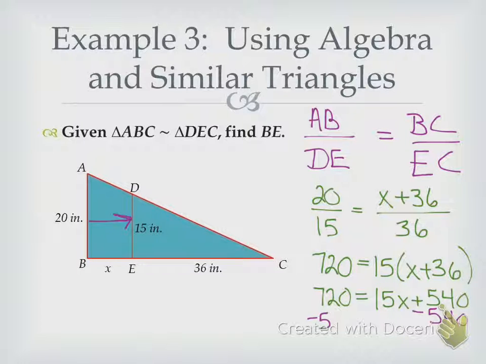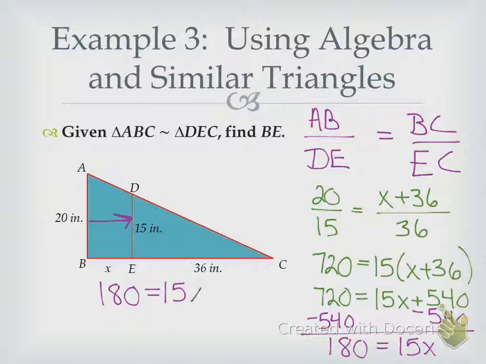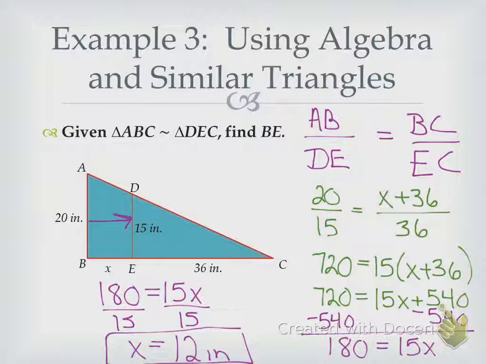Starting to run out of room. Okay, and then 720 minus 540 is what? 180. 180 equals 15x, and how do I solve for x? Very good. Divide both sides by 15. x equals 12 inches. And that's how I would solve. Okay, let's see. Is there a checkpoint for that? I don't think. All right, so if you understand that, that is everything you need to know for 6.5.